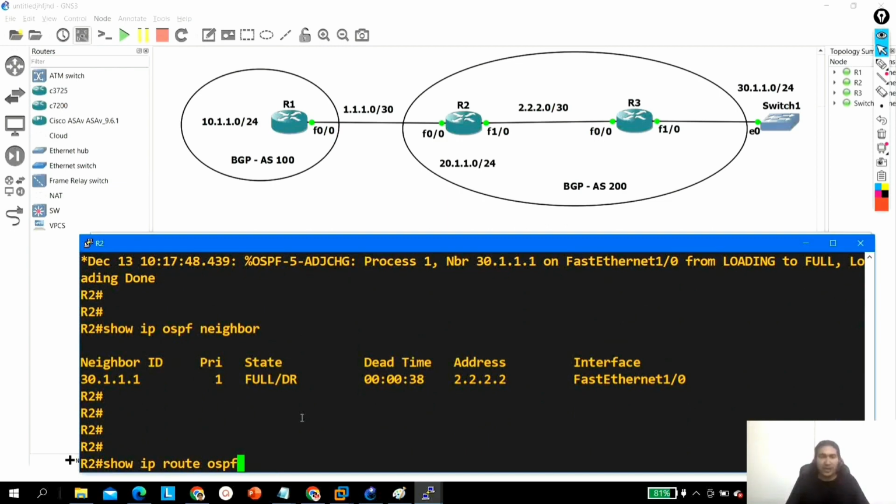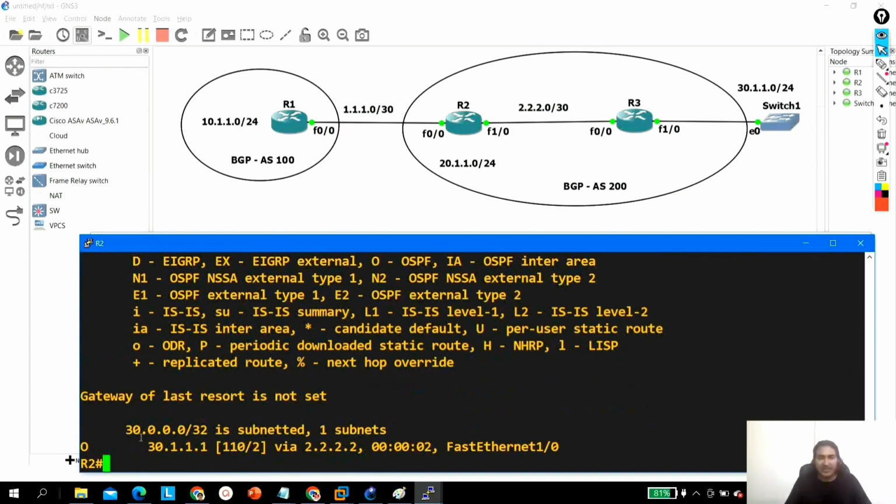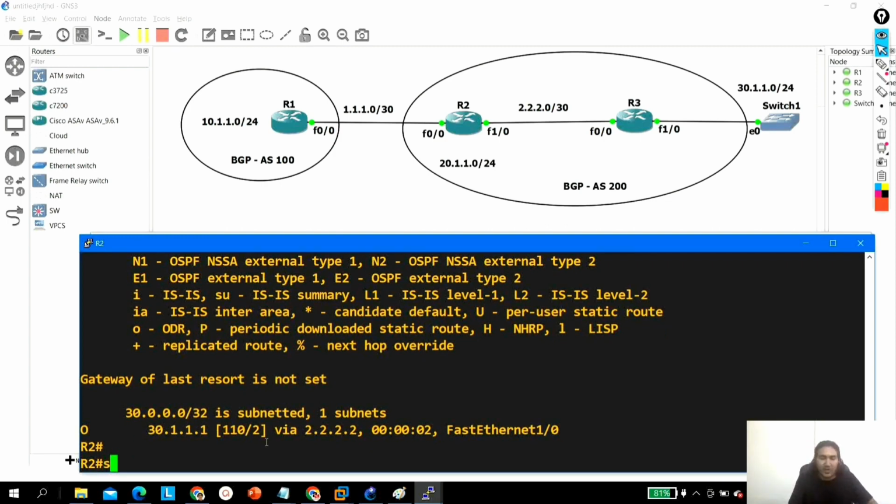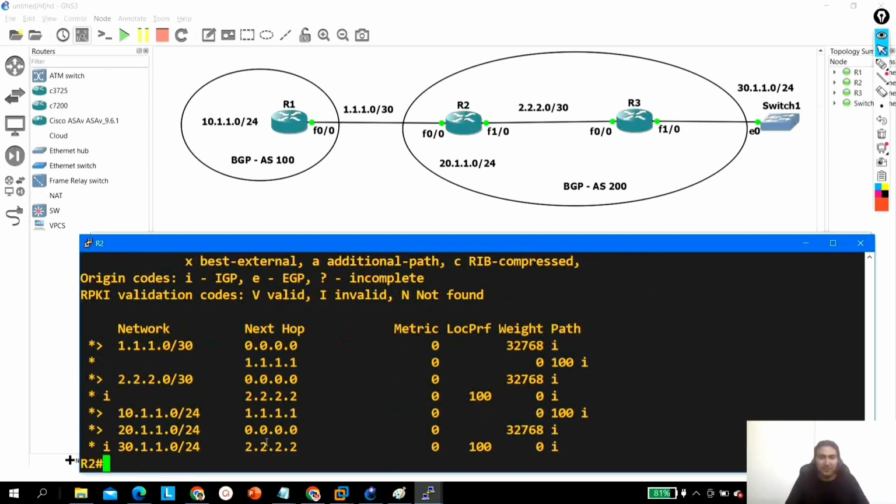Now you can verify. So IP route OSPF. So here you can see. Now router 2 has learned this network via IGP, right? So same router is receiving this prefix, this route via BGP as well, right? So now, so IP BGP. Now guys, you can see this one is 30 prefix.